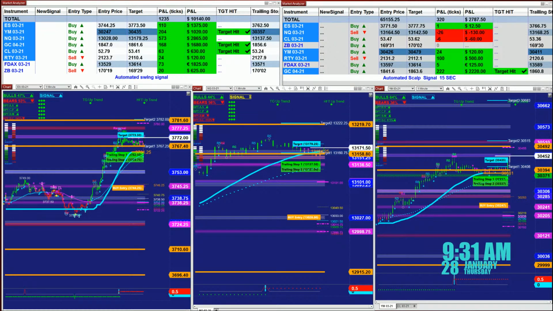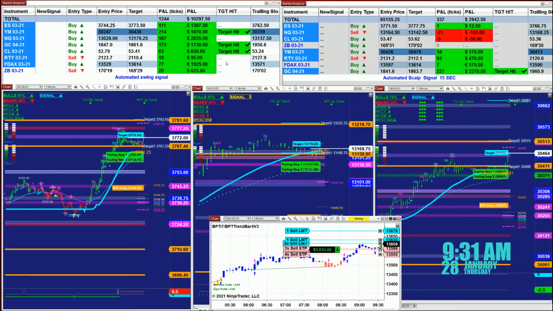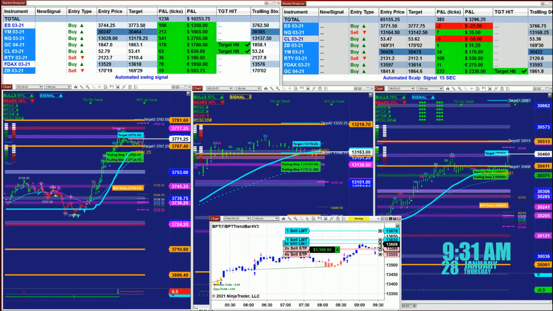On the left upper corner, this is the automated trading signal based on a 1 minute chart and based on one contract. As an example, we had a buy order on the ES at 3744.25, target 3773.50, 100 ticks based on one contract, YM 200 ticks from the last entry signal, NASDAQ 524.